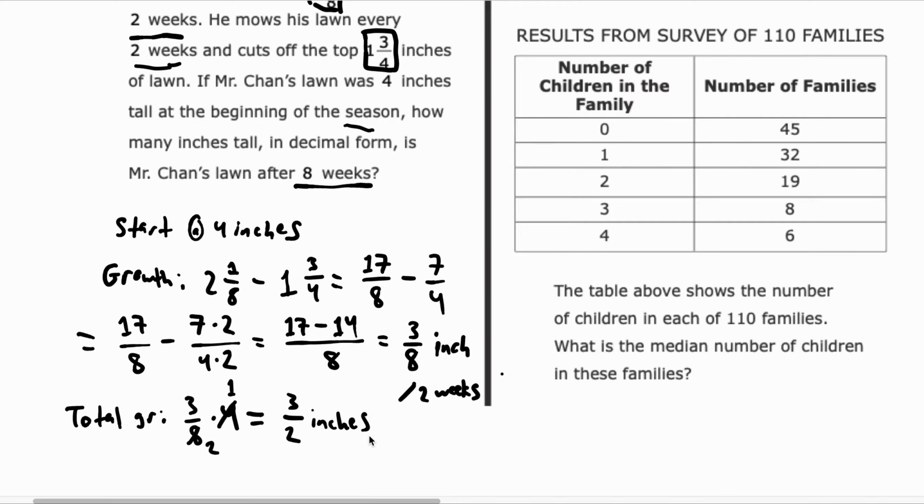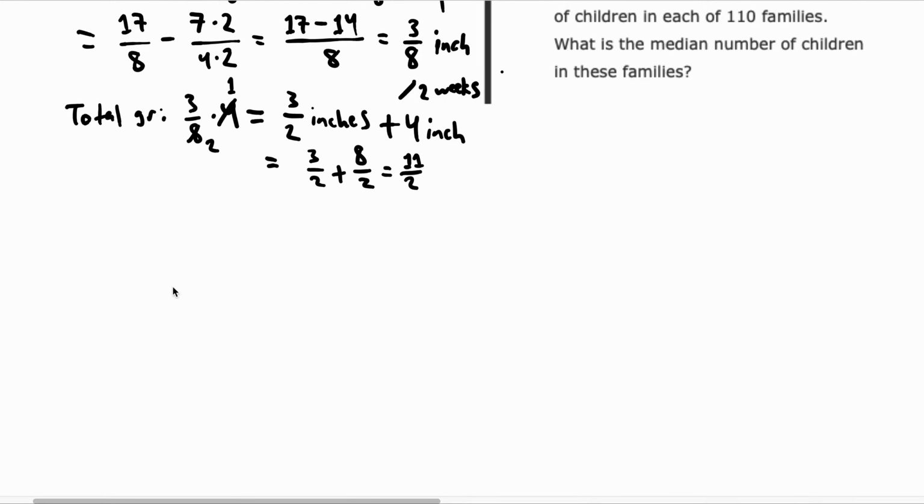And we have to add that to the starting height of 4 inches to get the final height, which is 3 over 2 plus 8 over 2, which is 11 over 2. And we're asked to express that in decimal form. So that would be 5.5 inches. Okay.